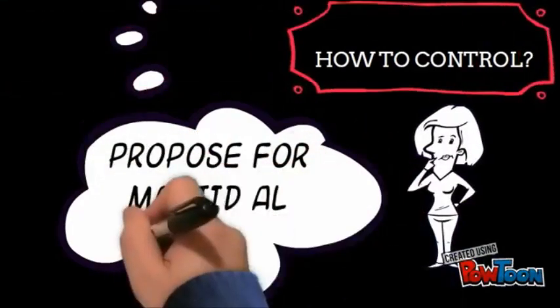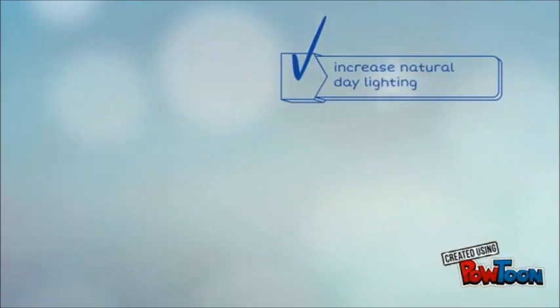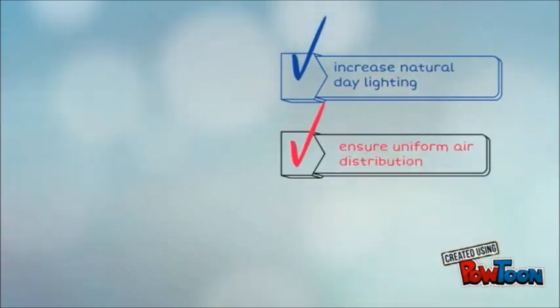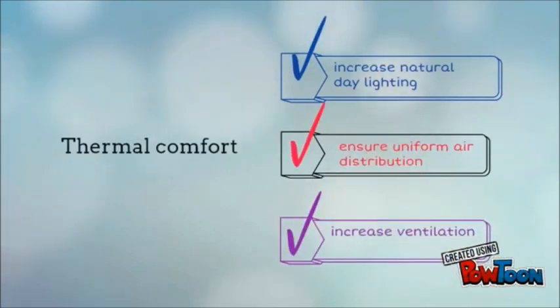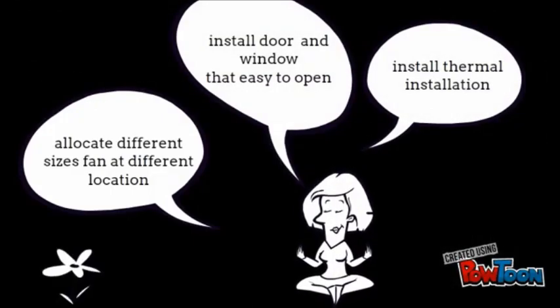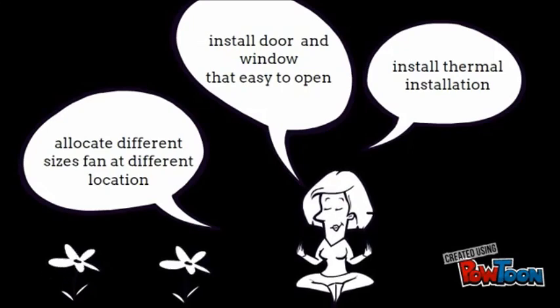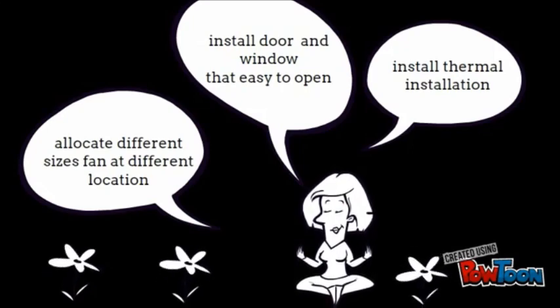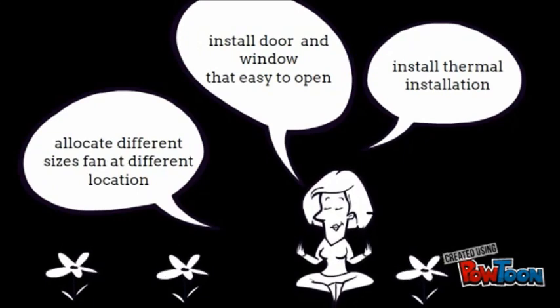For the purpose of Masjid Al Jawahir, we have to think about how to control the thermal comfort. To control the thermal comfort, we have to ensure these factors first. The first one is to increase the natural day lighting. A few suggestions for Masjid Jawahir are: firstly, allocate different sizes of fans at different locations. Next is to install more doors and windows that are easy to open. Another suggestion is to install thermal insulation material. The material acts as a barrier, which slows heat flow in the summer and heat loss in the winter.